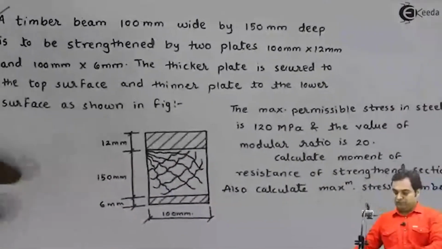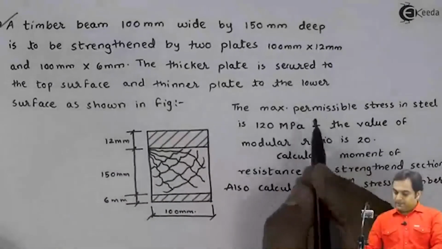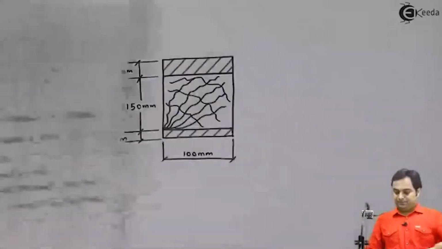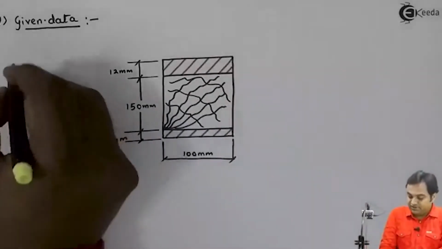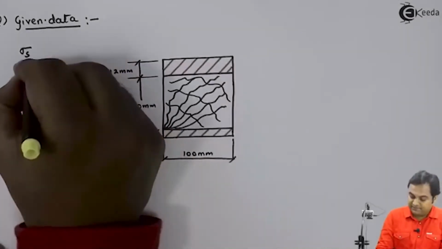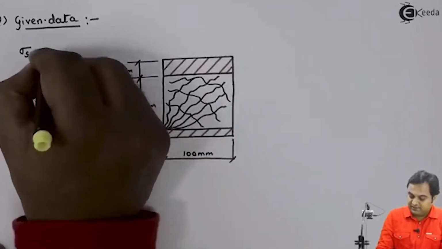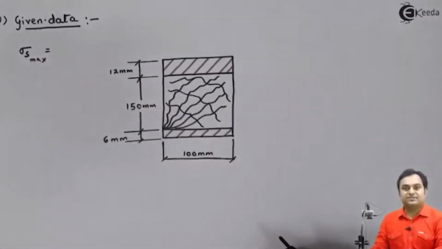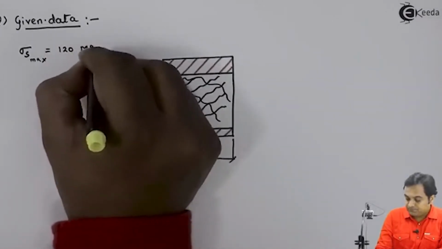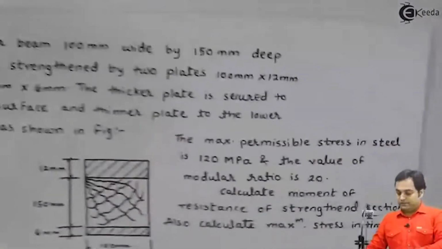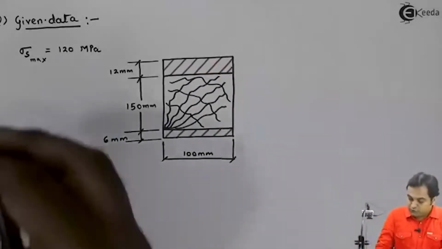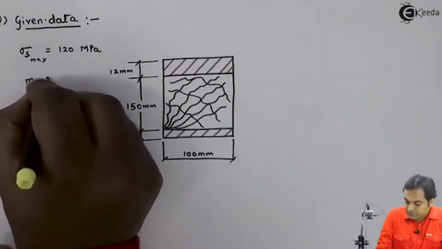Apart from this, we would write the next part in the data, that the maximum permissible stress in steel is 120 megapascal. So it is the maximum stress in steel. I will write it as sigma S. Since it is maximum, so sigma S max, it means maximum stress in steel, that is 120 megapascal. And value of modular ratio is 20. So small m is equal to 20.